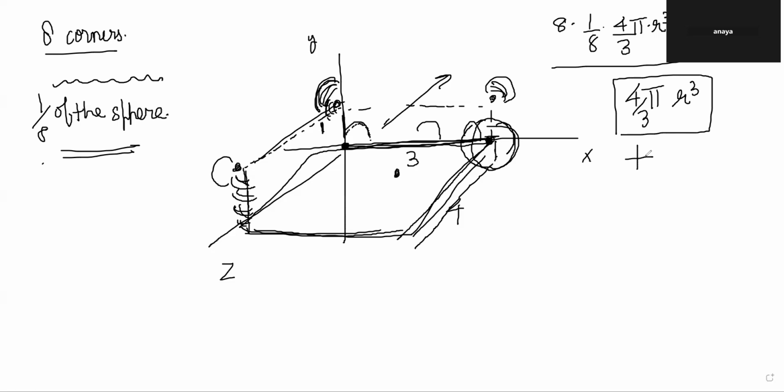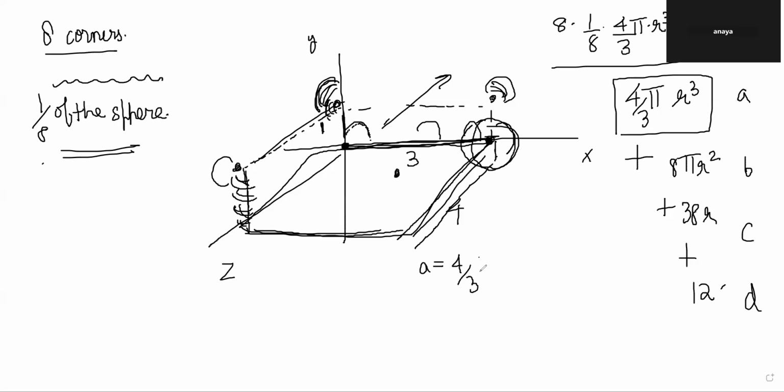And now you add all the terms. The second term was what? We got 8 pi r square, right? And we got 38 r and we got 12. These are the volumes that are there. Now this was A, B, C, D. So A for us is 4 by 3 pi, B is 8 pi, C is 38, and D is 12.